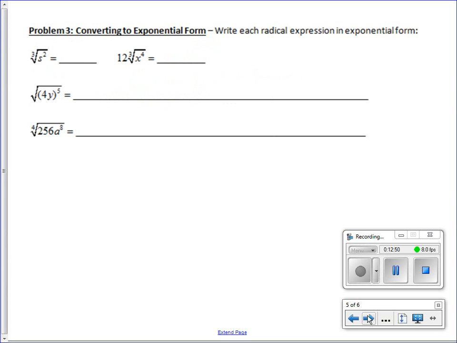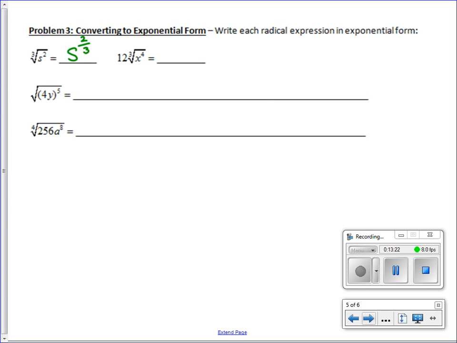All right, problem 3, we're going to convert to exponential form. Write each radical expression in exponential form. So to begin with, the cube root of s squared can be written as s to the 2/3 power. Remember, the numerator raises s to the second power. The denominator is the index of our radical expression.